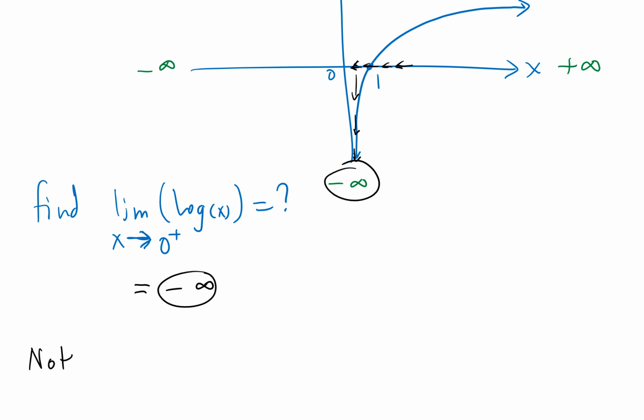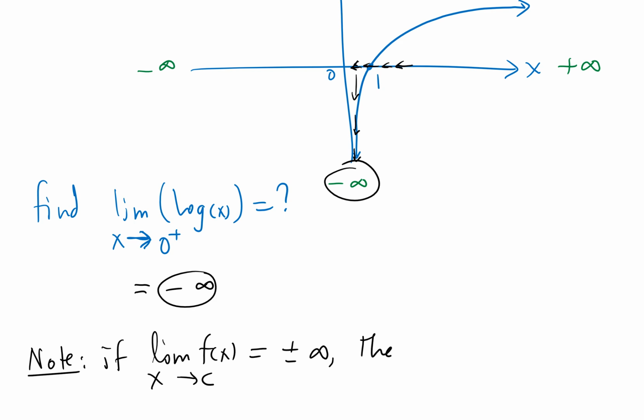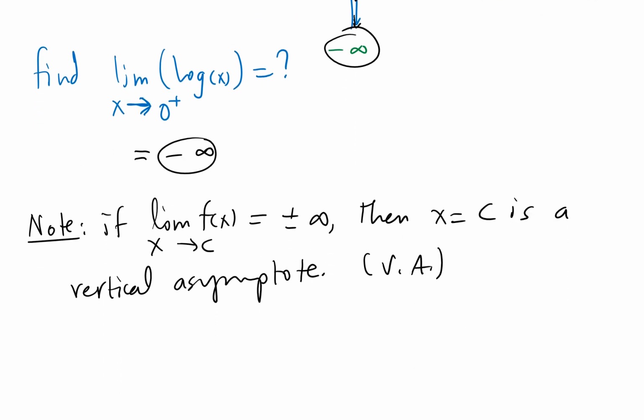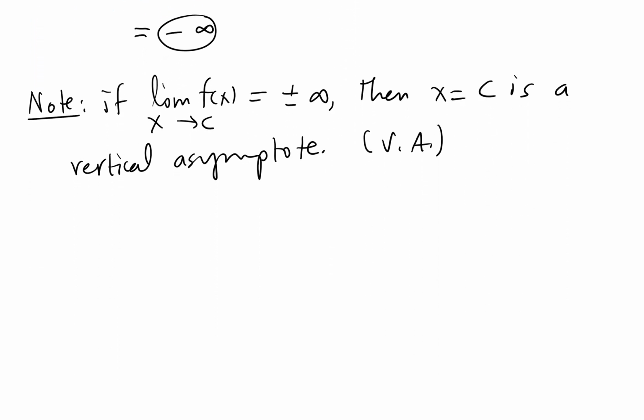Note, if the limit of f of x as x approaches c is plus or minus infinity, then x equals c is a vertical asymptote. We abbreviate with VA, vertical asymptote. More examples on this.